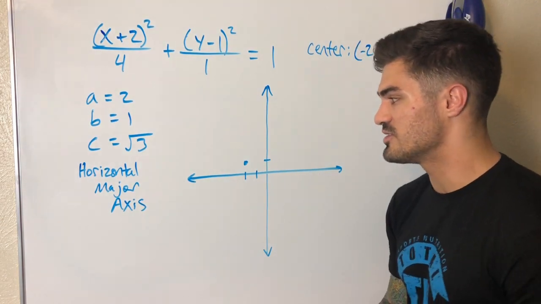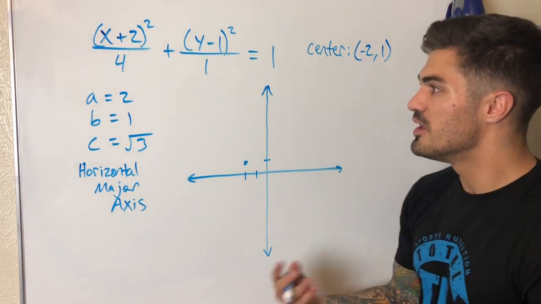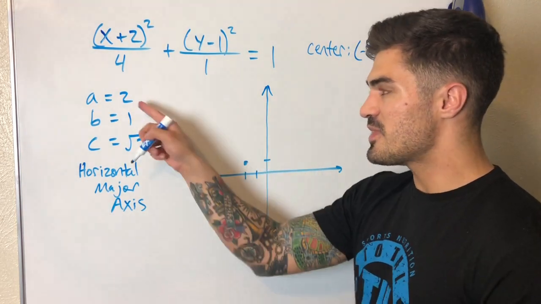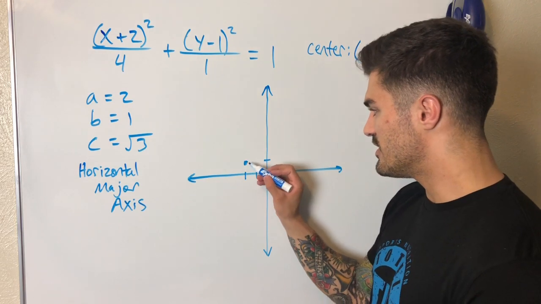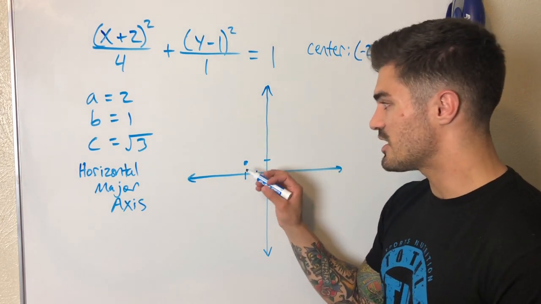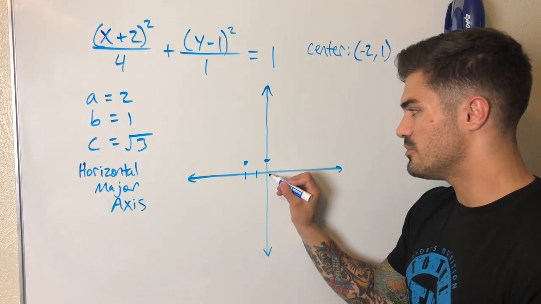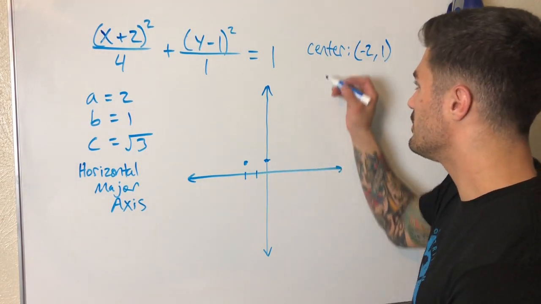Is my major axis, that line y equals 1. So that's helpful to know because then I can use my A, right? Because my A is the distance from the center to the vertex. I can use that to find the vertices. I just go to the right 2 units. That's going to put me here at 0, 1.